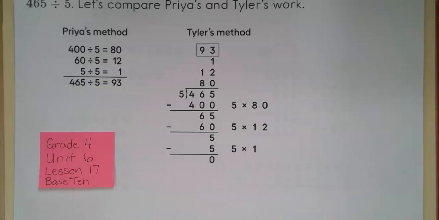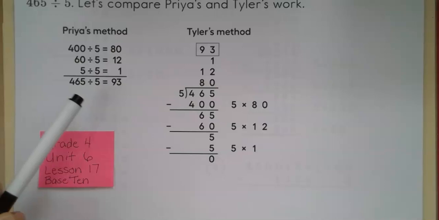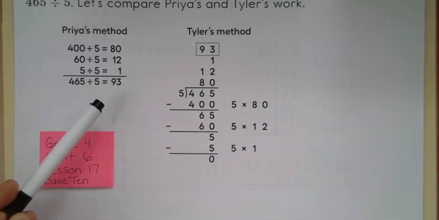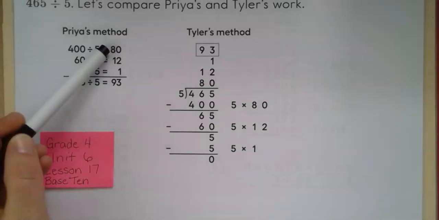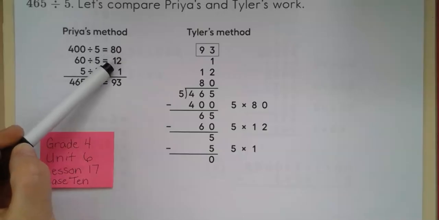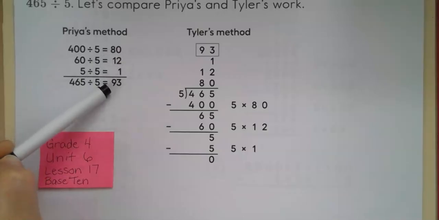So for this one, you can see here that on the left side, the student is dividing each part by place value unit by 5. 400 divided by 5 is 80. 60 divided by 5 is 12. And 465 divided by 5, therefore, equals 93. I added up the partial quotients to get my final quotient.